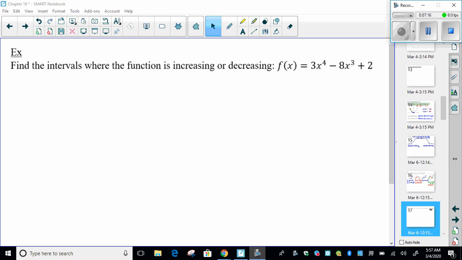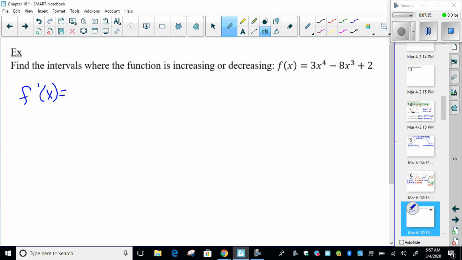So in this 4th degree polynomial, we want to find the intervals where the function is increasing or decreasing. Since we're looking at it increasing and decreasing, we need to know where our slopes are positive, negative, and 0. So we have to find the derivative. The derivative of a 4th degree polynomial is pretty straightforward: 12x cubed minus 24x squared.